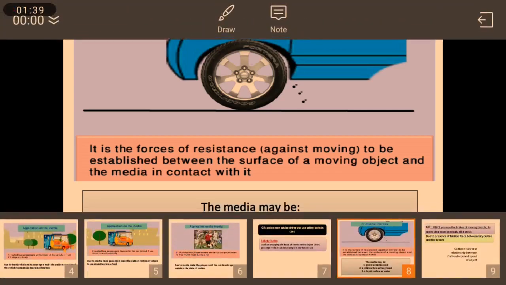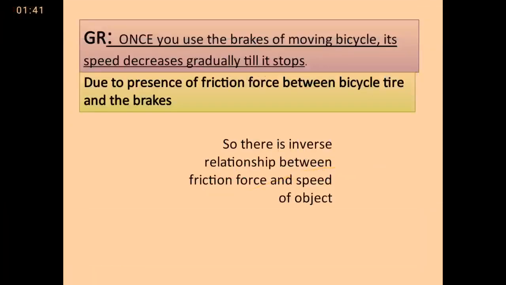Okay. I have important questions in this part. When he asks you, give reason: once you use the brake for a moving bicycle, its speed decreases gradually until it stops. Why? When you use a brake, the speed of the bicycle decreases due to the friction force coming between the bicycle tire and the brake. This friction force leads to decreasing the speed of the bicycle until it stops.